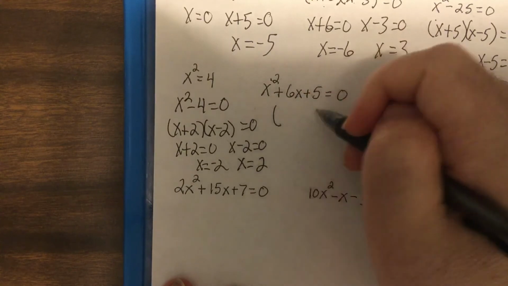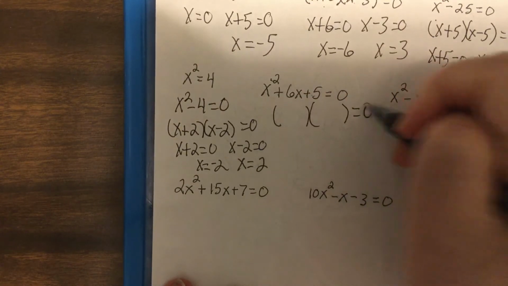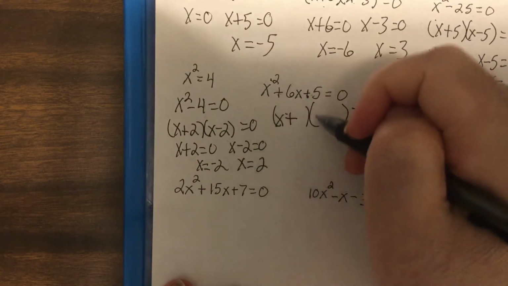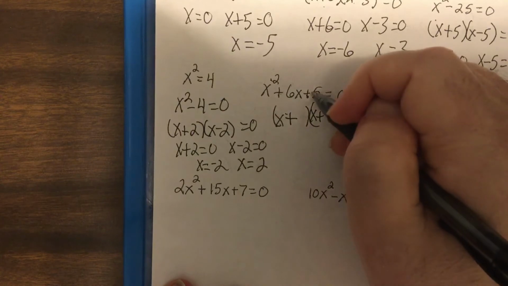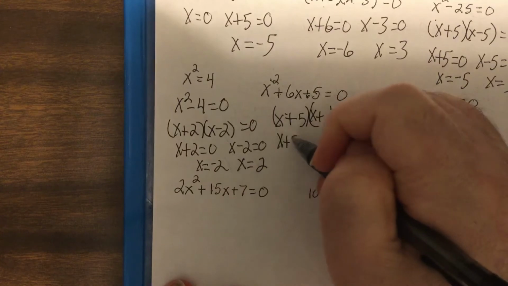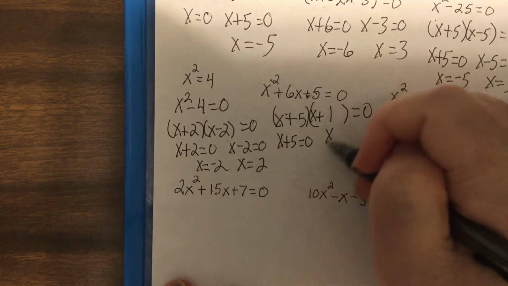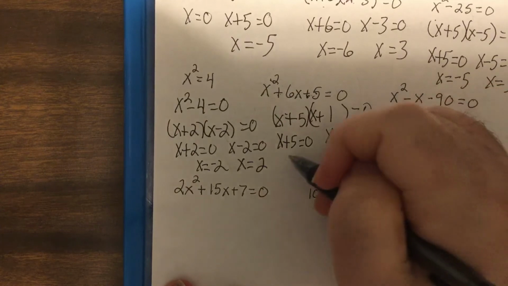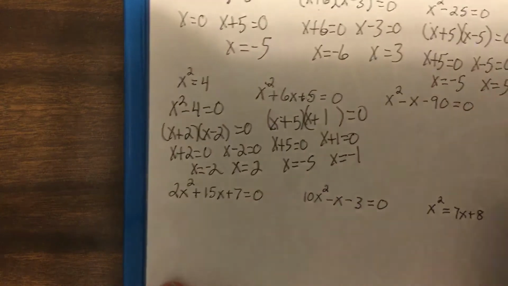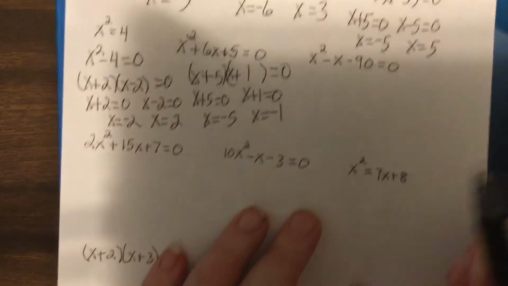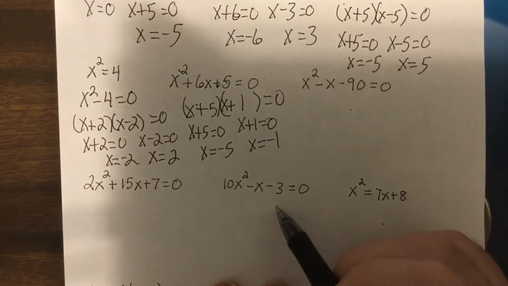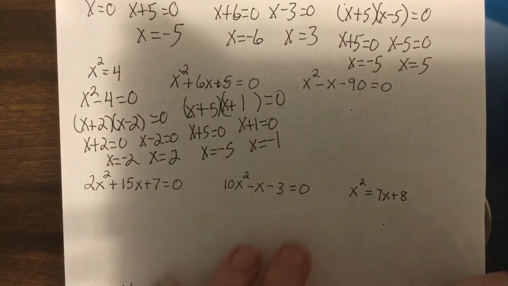So this one, a trinomial, we need to break it down. So x, x. Last term's plus, so they're both the same sign as the middle. Factors of 5 that add up to 6 would be 5 and 1. So x plus 5 equals 0, or x plus 1 equals 0. So x equals -5, or x equals -1. So do these four for me. See if you can figure them out. And then turn me back on.